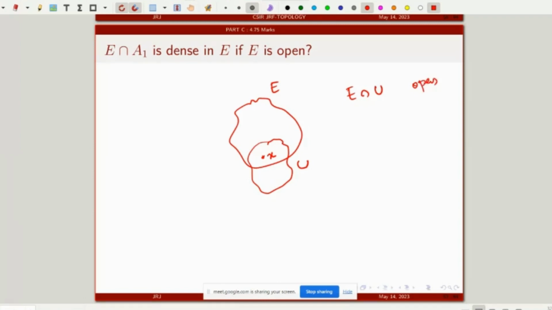Now A1 is dense. That means whatever the open set, we will have a representative from A1. So we can get an element a1 from here in the set. What is the peculiarity of this a1? This a1 belongs to capital A1 and this a1 belongs to E. That is, we are getting an element from E intersection A1. So whatever neighborhood we started with, we are getting an element from E intersection A1. So E intersection A1 is dense in E. Is it clear? Should I repeat?